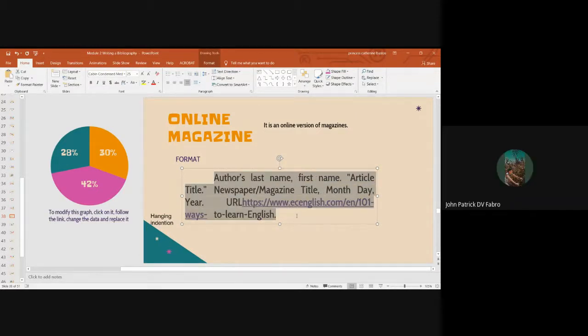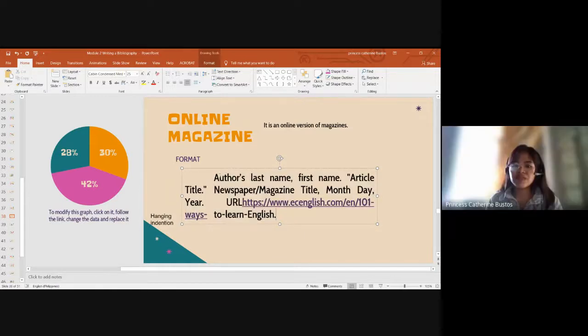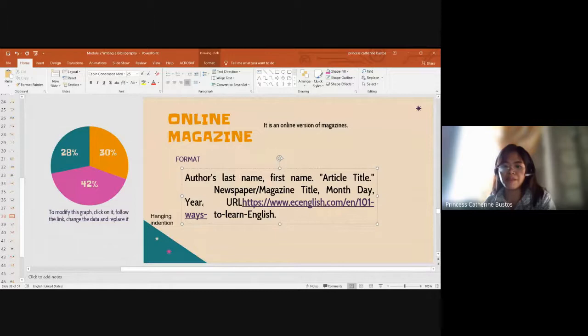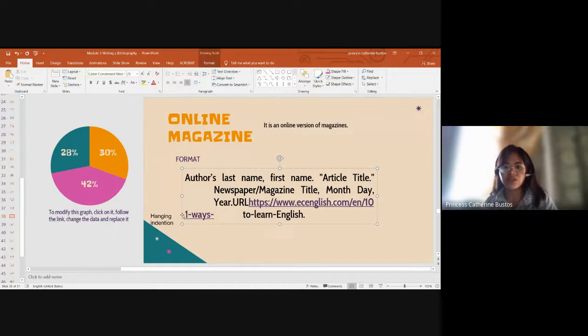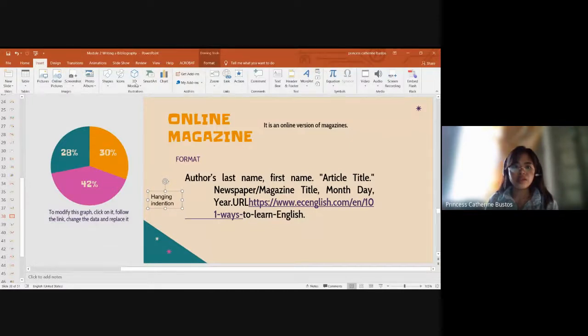Do you follow? Yes. Okay, so say for example, these are sentences. This is your first sentence, followed by the next one. However, when you write a bibliography, it should be in hanging indention. What is the meaning of hanging indention then? So you can see here, the first part is at the right side, okay? And then the next lines are indented. They are in hanging indention. Okay, that's how you do it.